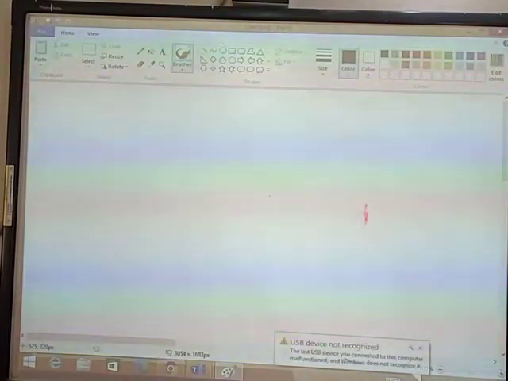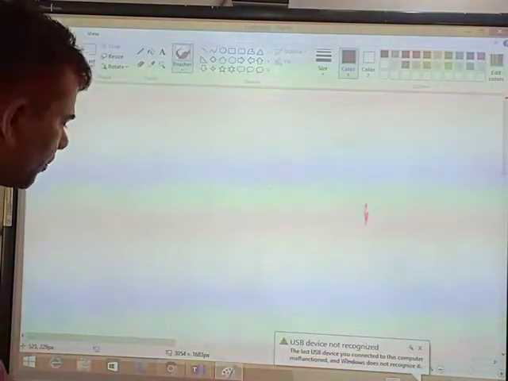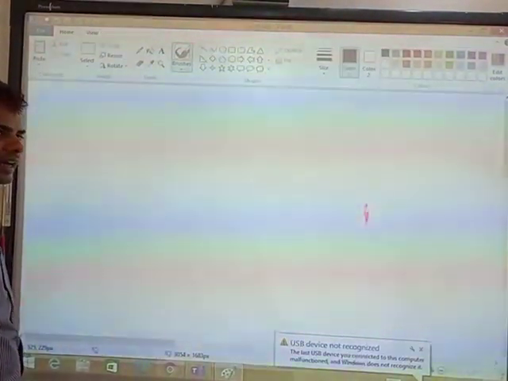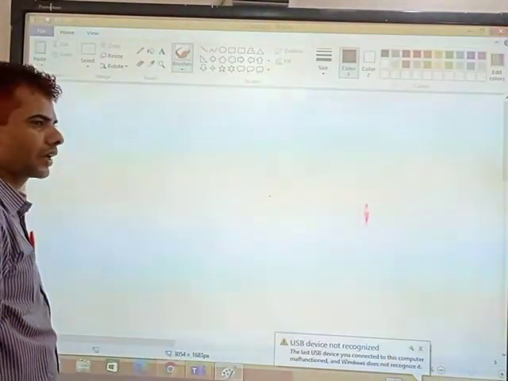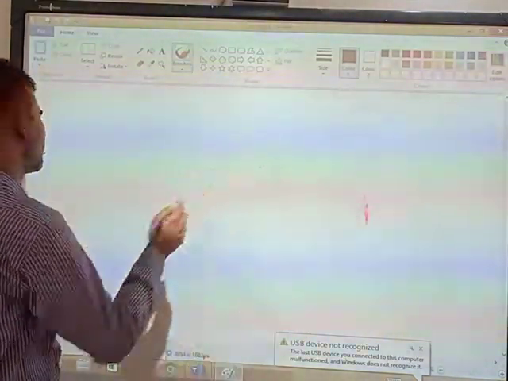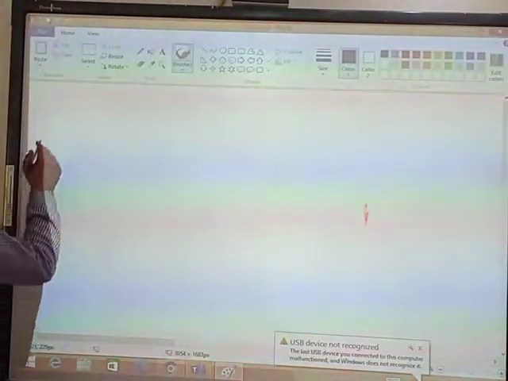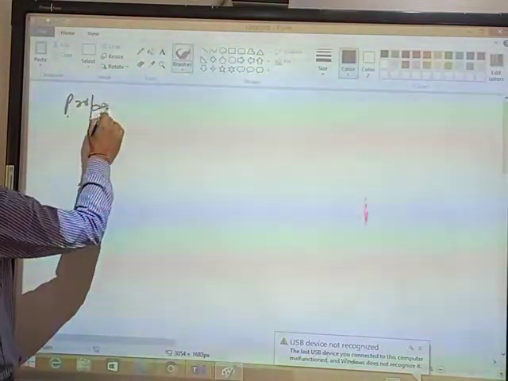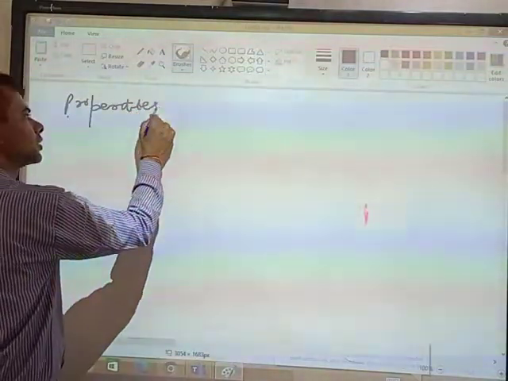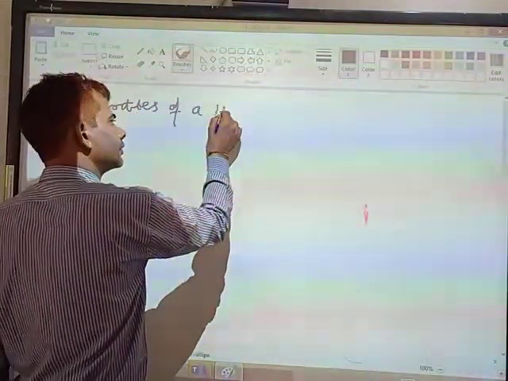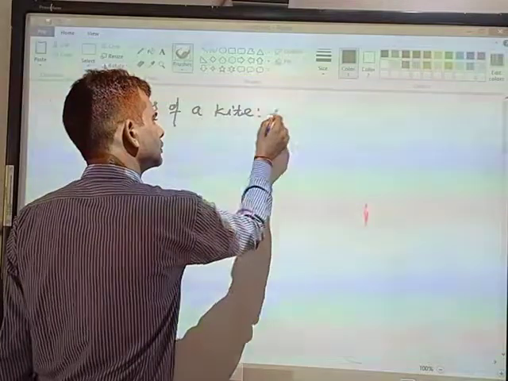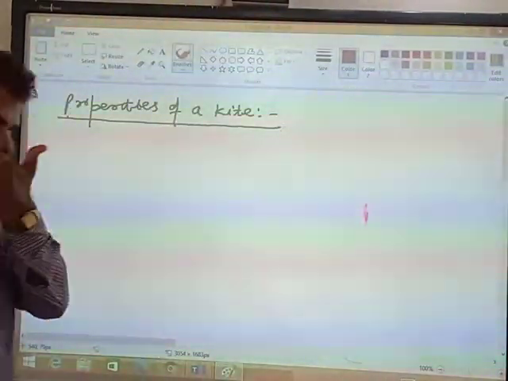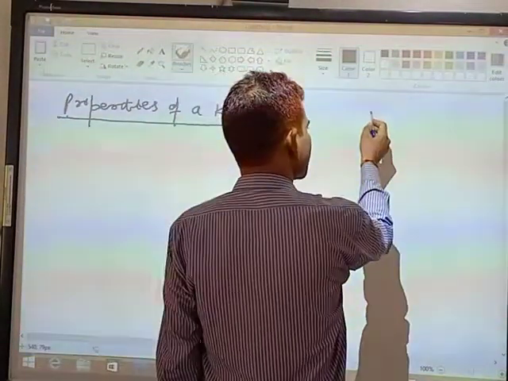Students, we have already discussed properties of parallelograms, properties of rectangles, properties of square, properties of rhombus, and today we will discuss properties of kite.